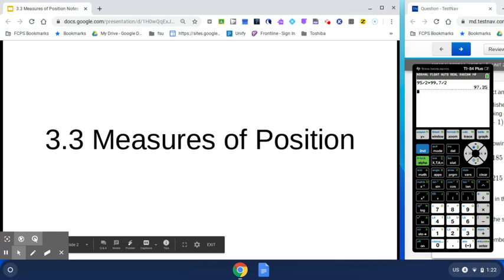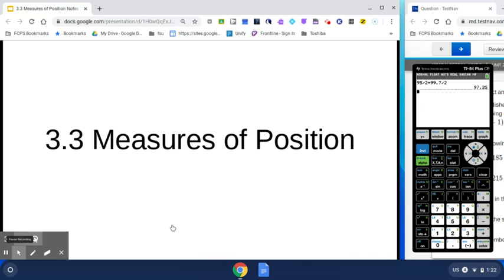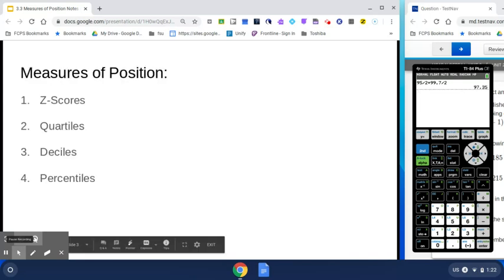Today's lesson, we're going to be taking a look at measures of position. So we're going to be looking at 4 measures of position today. The first is what's called a z-score. And then we're also going to be looking at quartiles, deciles, and percentiles.